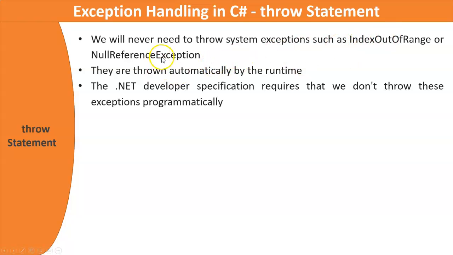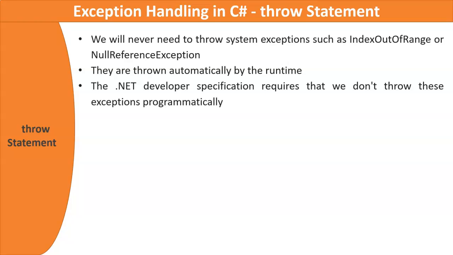These are system exceptions, but we are throwing it. According to the .NET developer specification, a programmer should not throw system exceptions programmatically. They are thrown automatically by the runtime. But if we need to throw an exception, we can do that. Again, remember that the .NET developer specification says the programmer should not throw system exceptions programmatically using the throw statement. We will discuss more about the throw statement in a later lecture.